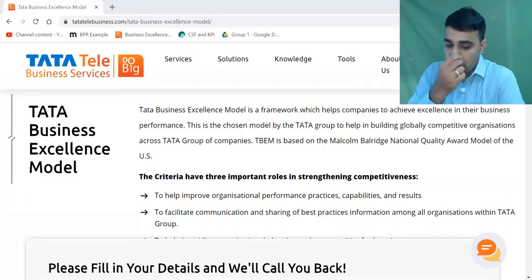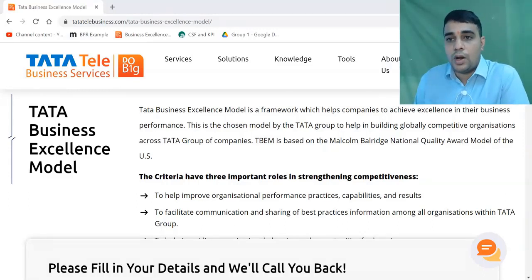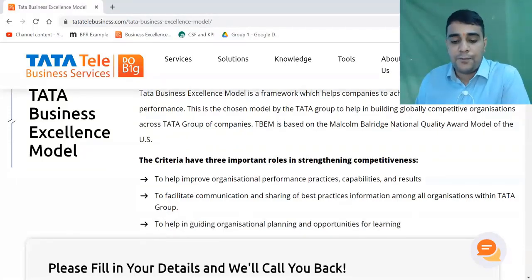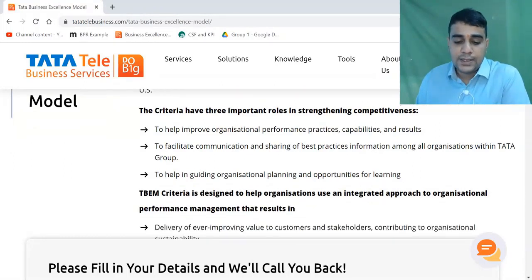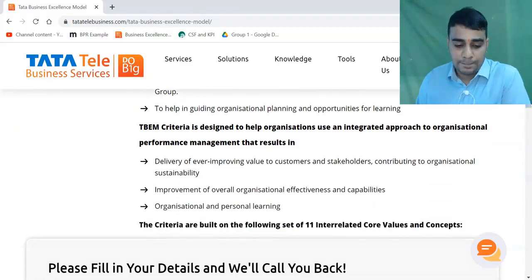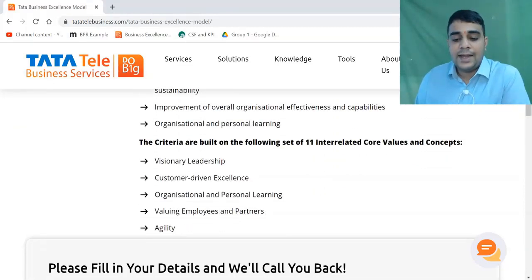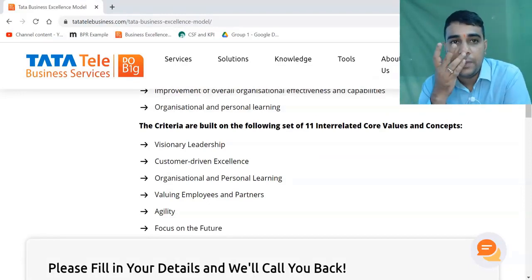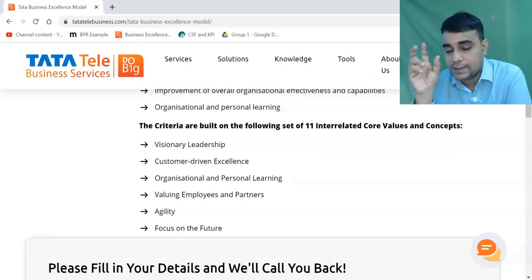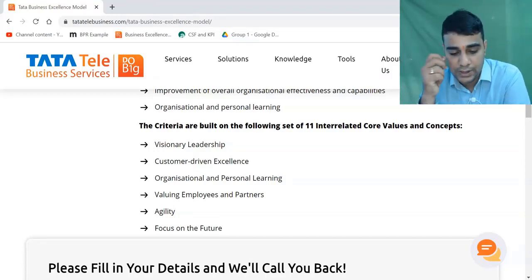TBM is based on Malcolm Balridge National Quality Award model of the US, which is your Balridge criteria of performance excellence. It helps improve organizational performance practices, capabilities and results, facilitates communication and sharing of best practices, and helps in guiding organizational planning and opportunities for learning. The criteria has some interrelated values. Some of them would be as per your Malcolm Balridge; some of them they could have changed also.